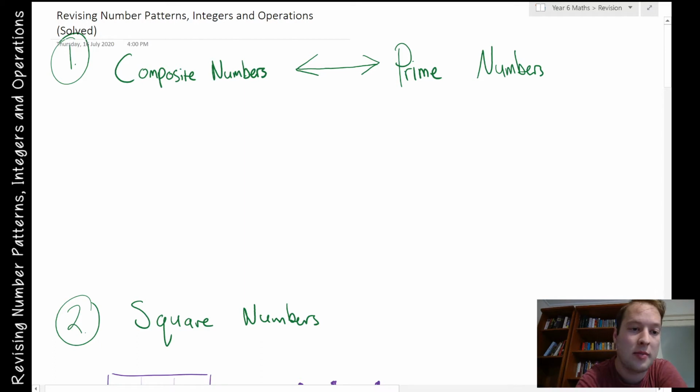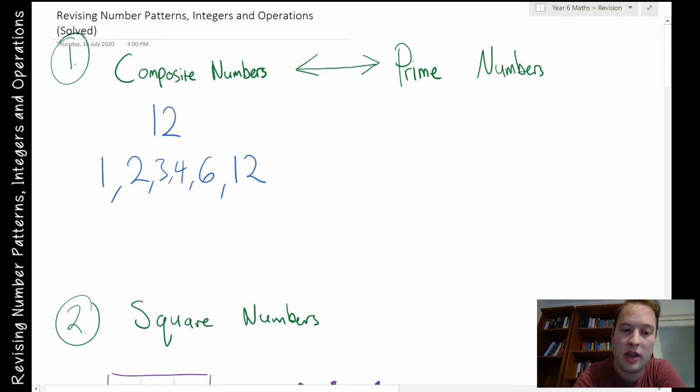So as an example, let's look at the factors of 12. We have 1 times 12 equals 12. We have 2 times 6 equals 12. And we have 3 times 4 equals 12. So the factors of 12 are 1, 2, 3, 4, 6, 12. They all can be times by something to equal 12. So that's the factors of 12.